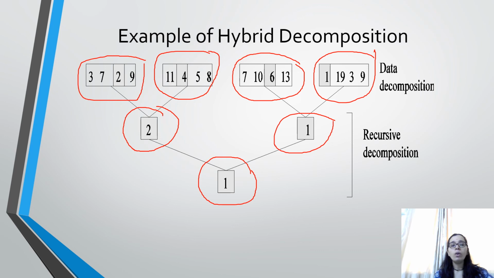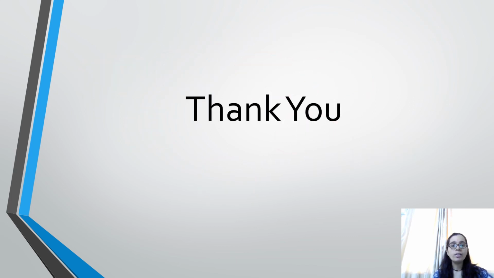I would like to convey one point: depending upon the application, the decomposition technique can be selected. So here data and recursive decomposition are used depending upon the application, that is finding the minimum number from an array. So depending upon the application, the particular decomposition technique can be chosen. So this is the end of today's lecture, that is we have studied various decomposition techniques. You can apply these techniques depending upon the application and the requirement. Thank you.